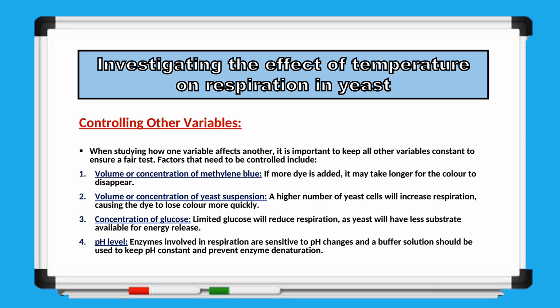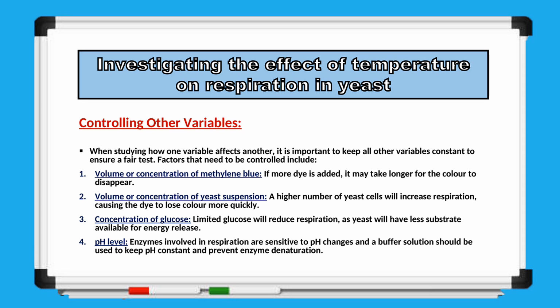It's also important to consider controlling other variables to ensure a fair and reliable experiment. When we study the effect of one factor, all other variables should be kept constant. All factors other than the independent variable should be kept constant. For example, the volume or concentration of methylene blue must be the same in all test tubes, as adding more dye can make the color take longer to disappear.